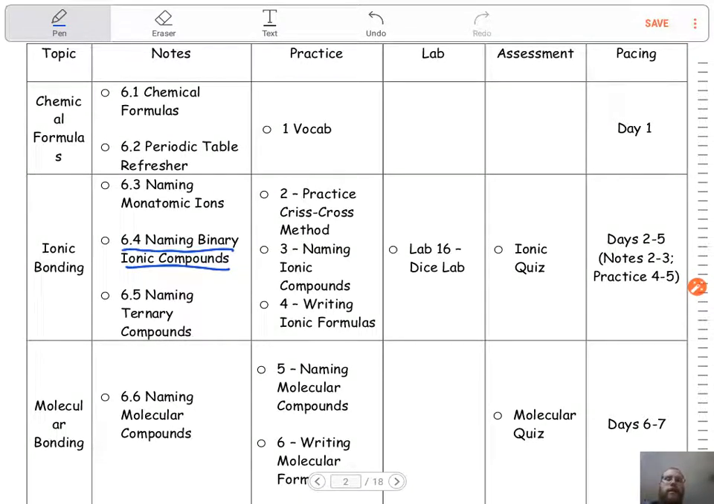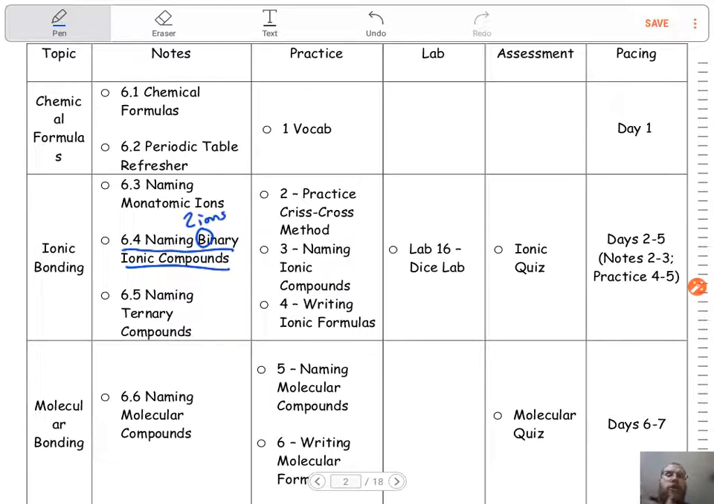Hey guys, this is video 6.4, naming binary ionic compounds. In the last video we talked about monatomic ions, so just single ions of one element. But now if you take a look at that term binary, how many ions do you think we're going to have? We're going to have two. So this is two ions in a compound.